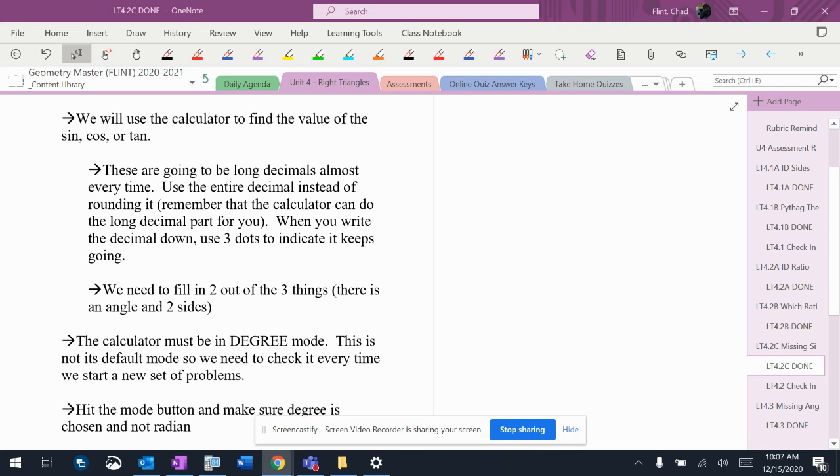So the calculator is going to get involved here in all of these problems. And if you do not know how to have the calculator set up correctly, then we're going to have issues. All right. Number one, there's going to be long decimals all the time, constantly. There's very few that don't have long decimals.